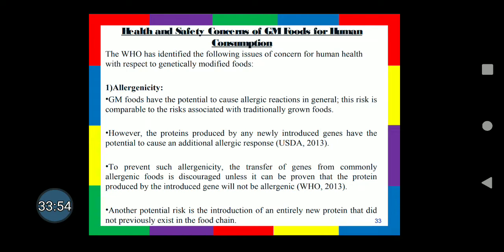To prevent such allergic properties, transferring genes from common allergenic foods is discouraged unless it can be proven that the protein produced by the introduced gene will not be allergenic. There is a potential risk in the introduction of an entirely new protein that did not previously exist in the food chain. That is the next problem we come across.